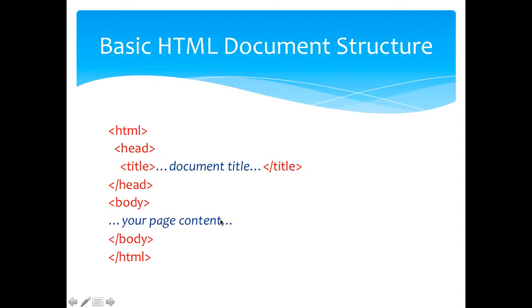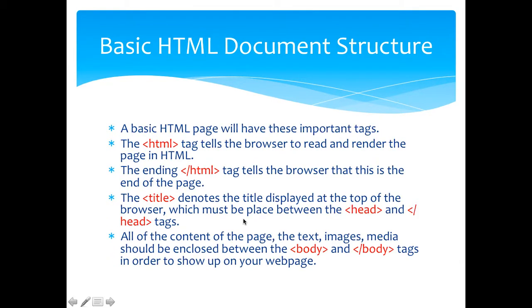So that would include images, text, links, videos, what have you, tables. And then you're going to close off that body when your content is all finished. And then again, close off your HTML, and you can tell by this slash. So a basic HTML page will have those basic important tags. You can have a lot more than that, as I showed you earlier, but that's what's basically needed.